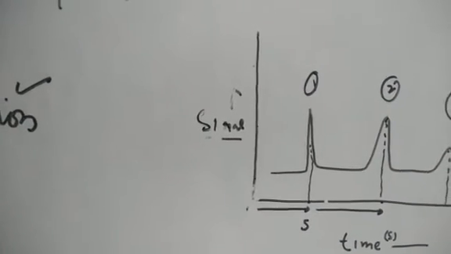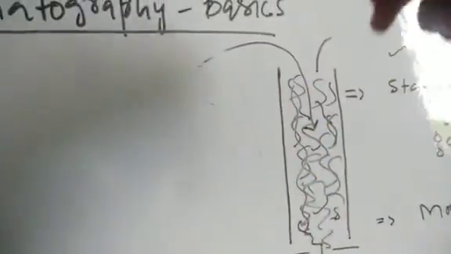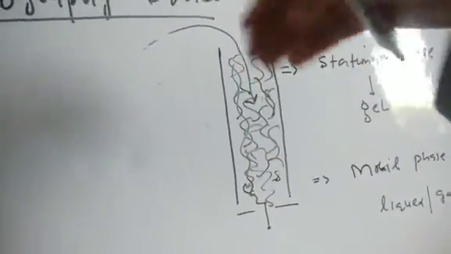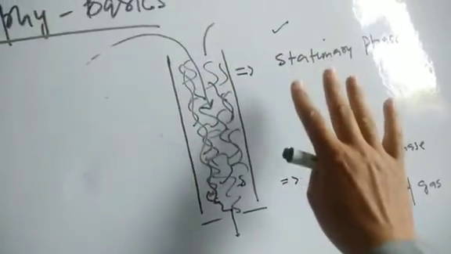Now after that, we have some more terminologies. Now I will go back to the column again because it becomes easy to understand. Just put an image in your mind that there's a column packed with some material and there's a solvent flowing through, or a gas flowing through. That becomes the mobile phase, and this packed material, this column, becomes the stationary phase.